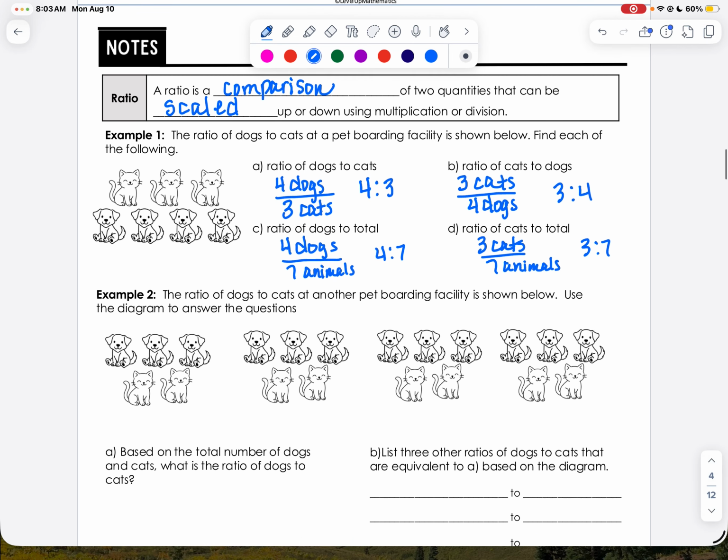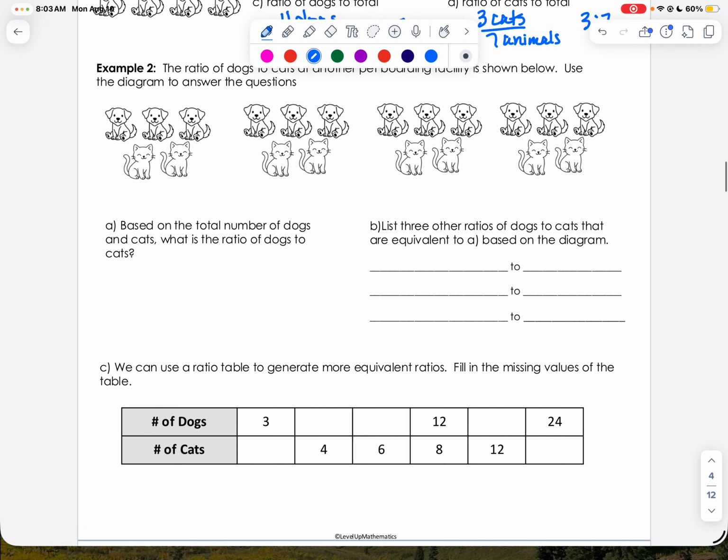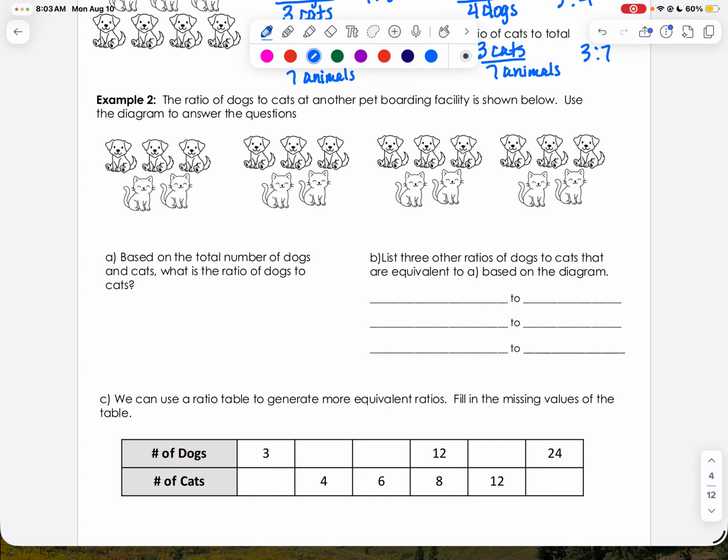All right. Example 2. The ratio of dogs to cats at another pet boarding facility is shown below. Use the diagram to answer the questions. Question A. Based on the total number of dogs and cats, what is the ratio of dogs to cats? So for dogs, in our image here, we have 3, 6, 9, 12 dogs to 2, 4, 6, 8 cats. So if we're comparing the totals, our ratio would be 12 to 8.